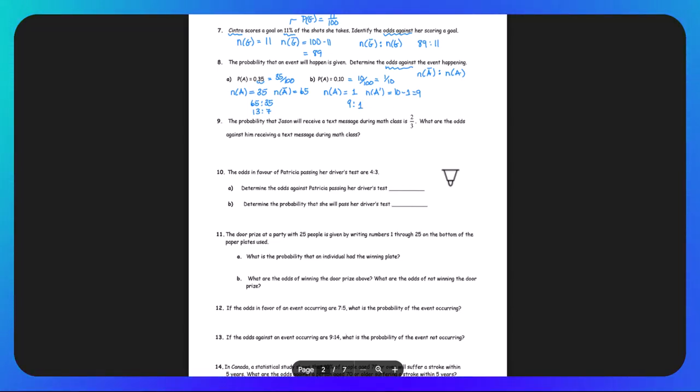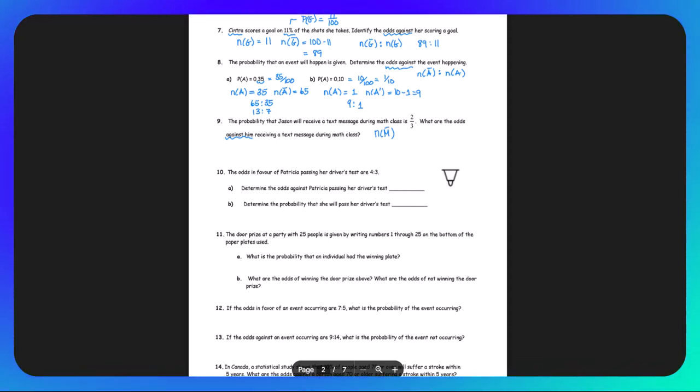Let's look at number 9. The probability that Jason will receive a text message during math class is 2/3. What are the odds against him receiving a text message? So we want to figure out the number of ways of not getting the text message, because it's against, to the number of ways of getting the message.